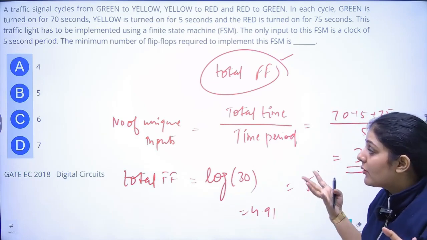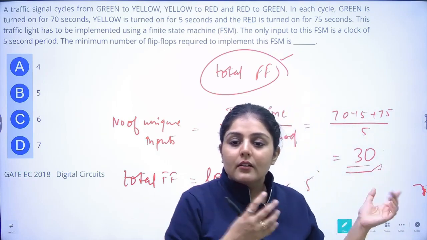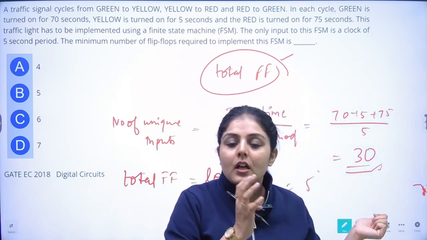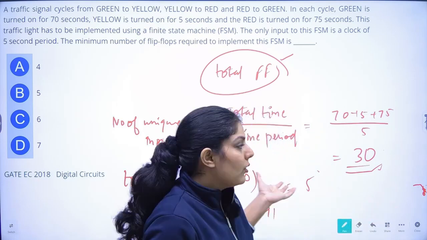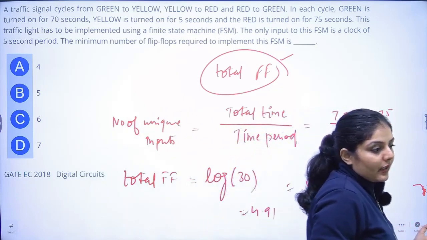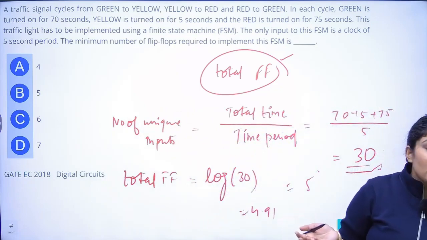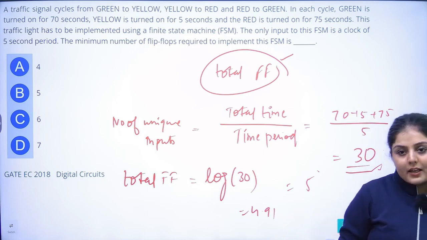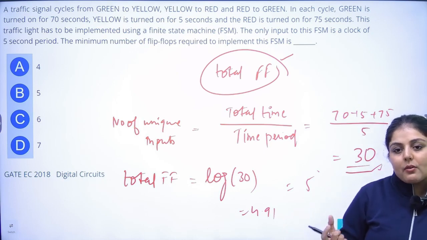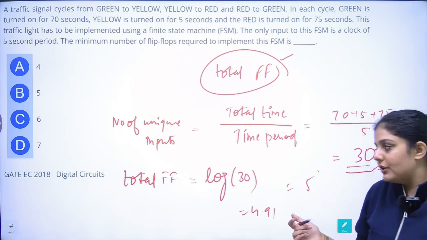So we got the total number of unique inputs. The number of flip-flops required to get these 30 unique inputs will be equal to log of 30. Log of 30 comes out to be 4.91, and the nearest value of flip-flops will be 5, because flip-flops cannot be in decimal. Of course, there can be 1, 2, 3, 4 and 5 flip-flops. Next question.